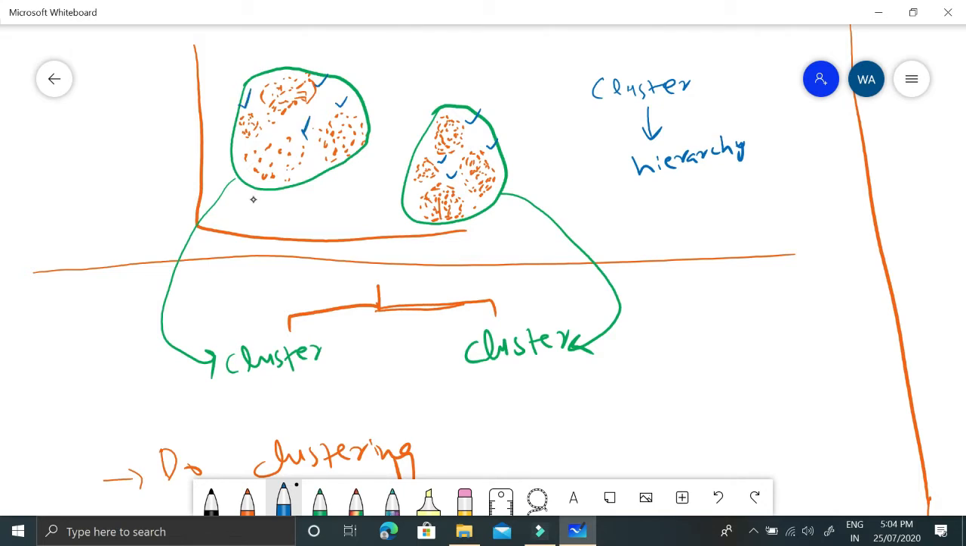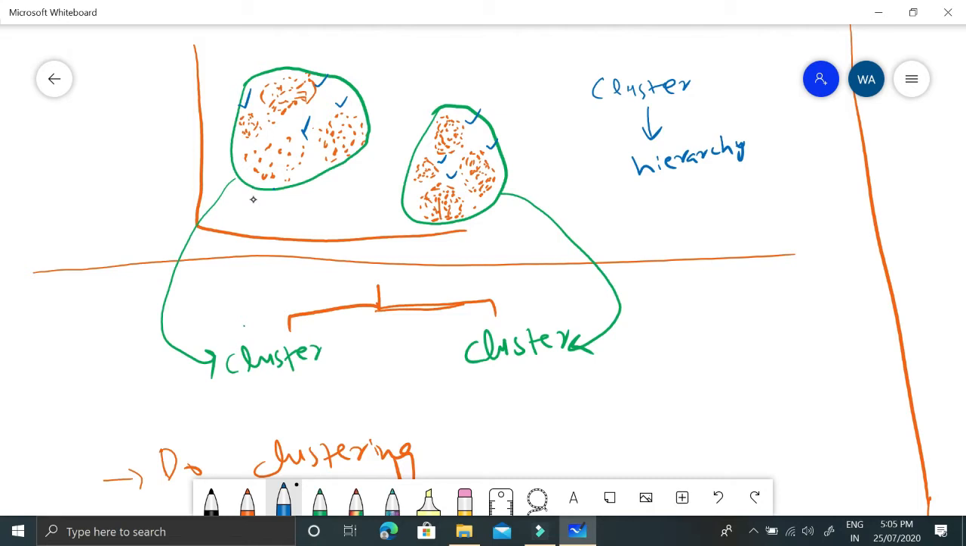Suppose we use k-means to find the 2 clusters. K-means will combine 4 of these clusters into a single cluster, and the other 4 clusters into another cluster. But in hierarchical clustering, what we will do is take the data inside this first cluster and give that as an input to k-means. So in k-means, again we will divide this data set into 2 clusters.